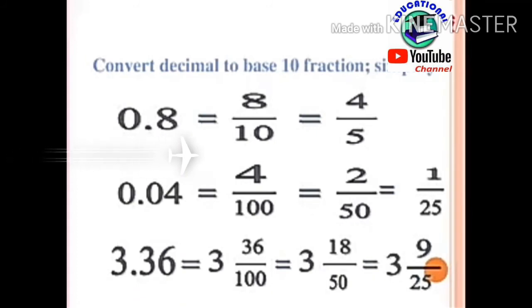3.36. 3 is a whole number and 36 upon 100 is a fraction. So, we change the fraction into the simplest form by dividing it by 2. So, we get 3 whole 18 upon 50. Next one is 3 whole 9 upon 25.